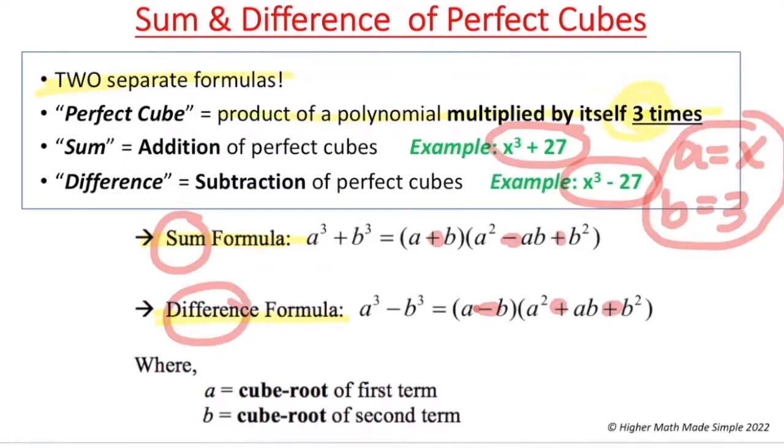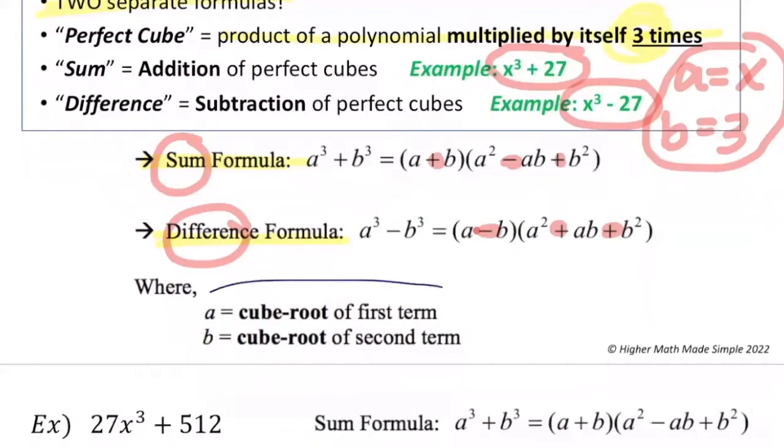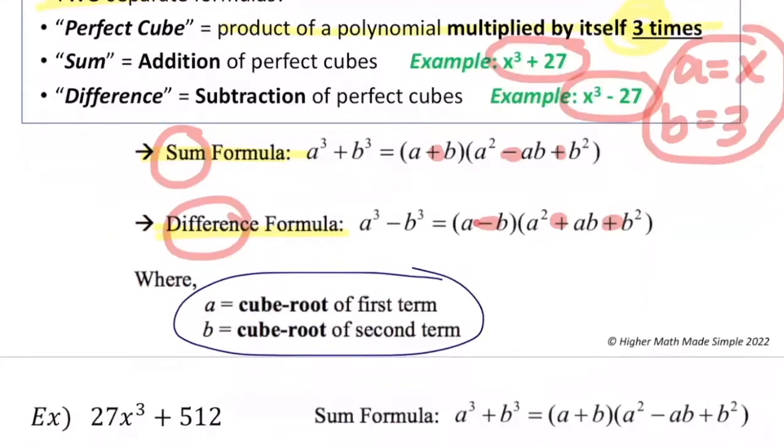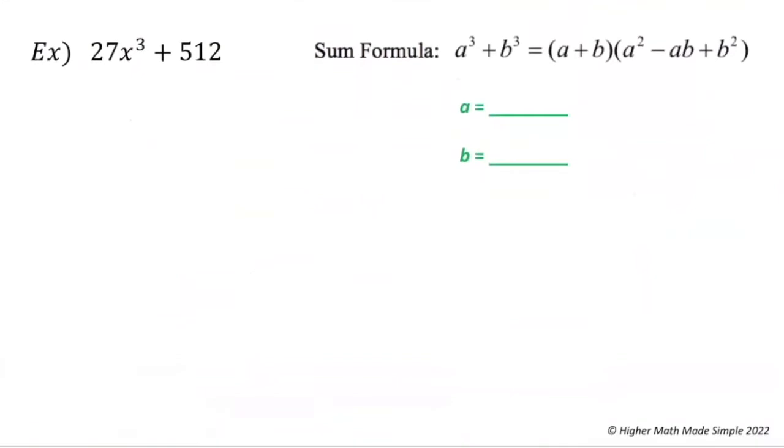Again, a is the cube root of the first term and b is the cube root of the second term. For example, notice this is an addition of perfect cubes. So it is going to be the plus, minus, plus instead of the minus, plus, plus.